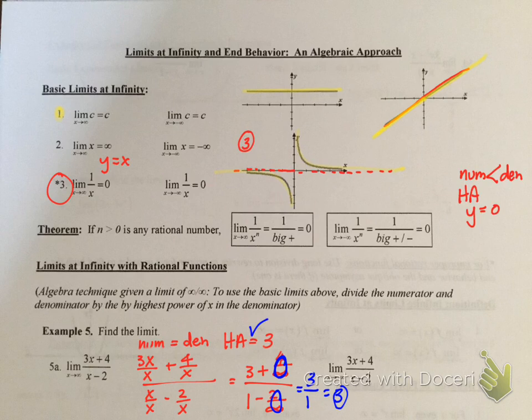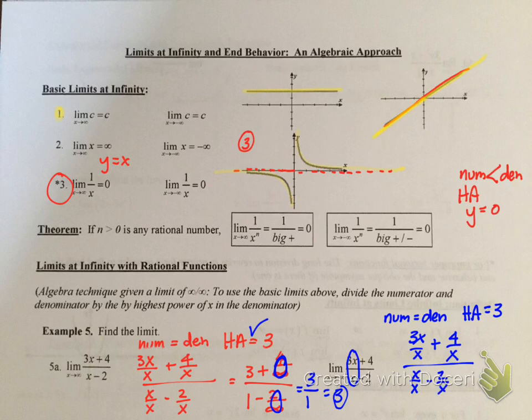If I look at the numerator's power, I'm going to see that it's equal to the denominator's power. So therefore, I know I have a horizontal asymptote. If I look at the coefficient, it's just 3, right? Because I have 3 over 1. But once again, let's go ahead and use the algebra to prove it because it said to do that. So the highest power in the denominator is x. So I get 3x over x plus 4 over x, over x minus 2 over x. So it's the same thing I had before, right?